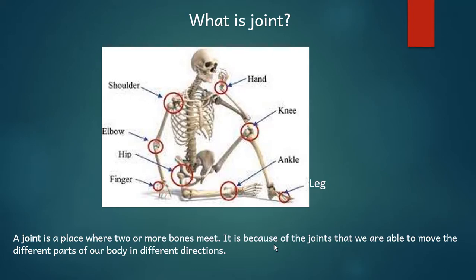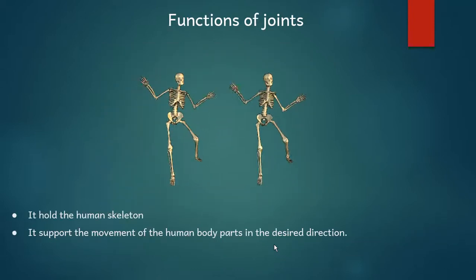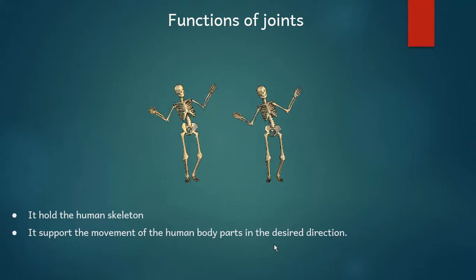As you see in the image also, you have shoulder joint, hand joint, knee joint, hip joint, ankle joint, elbow joint, etc. We are going to study all of these in detail. What is the function of a joint? It helps the human skeleton.